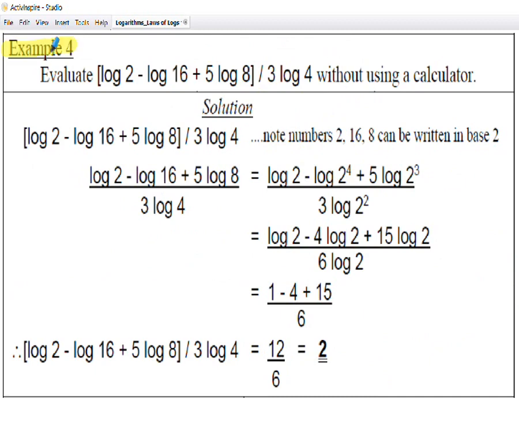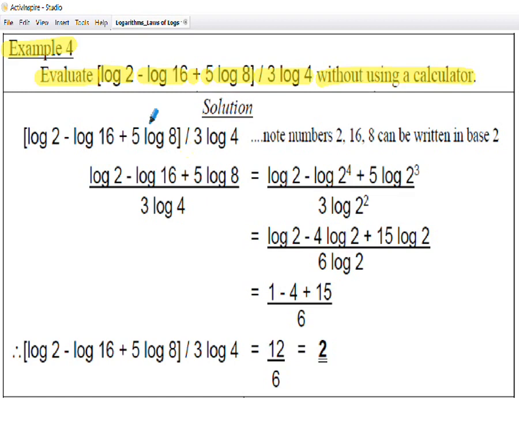Example 4 here. We're asked to evaluate the function log of 2 take away log of 16 plus 5 times the log of 8, all divided by 3 times the log of 4. And that's without using a calculator. So the first thing we're going to do is find what base we can use here. If you look at the question carefully, the base of 2 will be useful here.